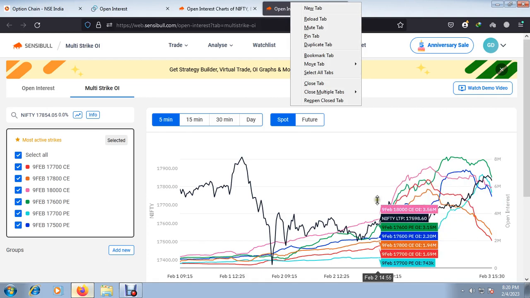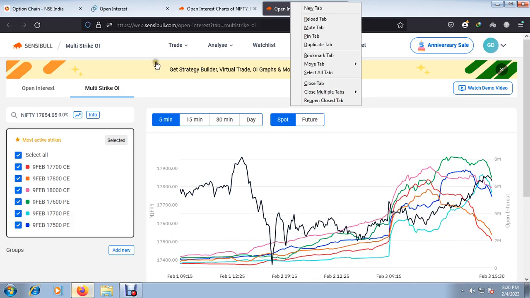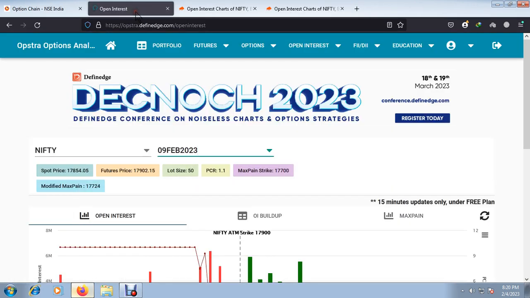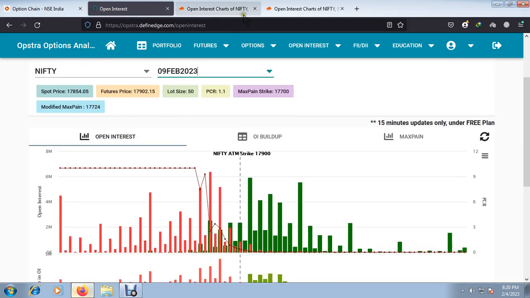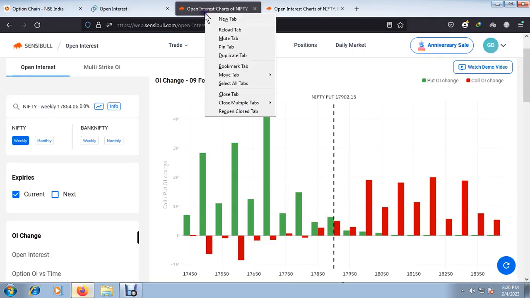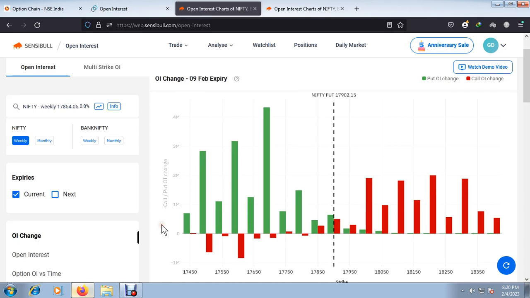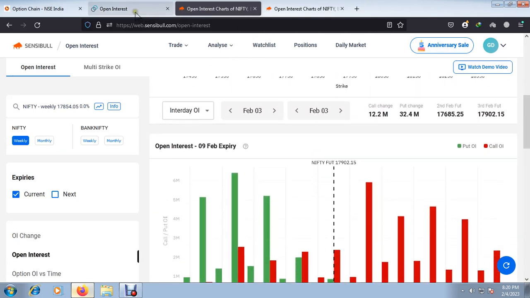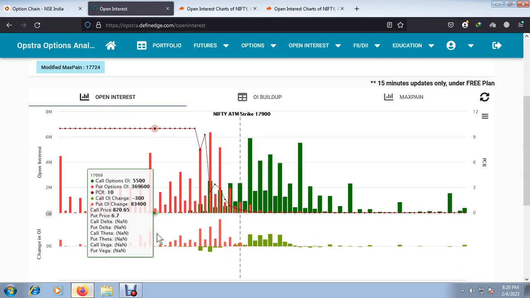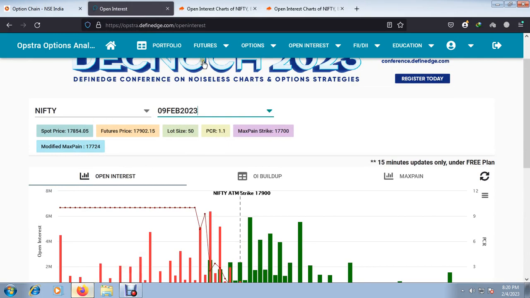And I also use one more website, that is Opstra. You all must be knowing this website, Opstra analysis. Here also it is the same thing that I explained in the Sensibull chart. The open interest and change in open interest, both the bar charts which are shown there, are combined here. The PCR also you can see, the same thing as shown in Sensibull.